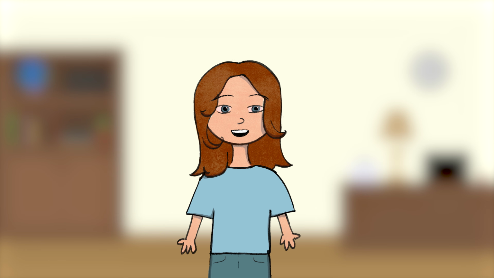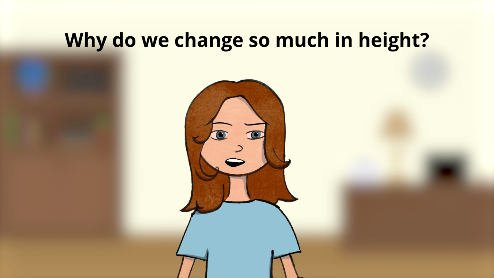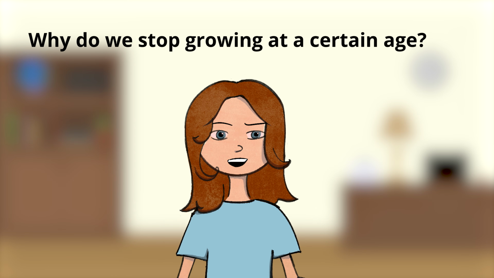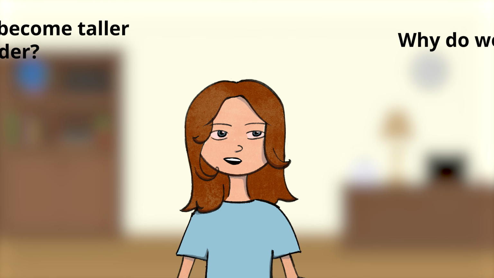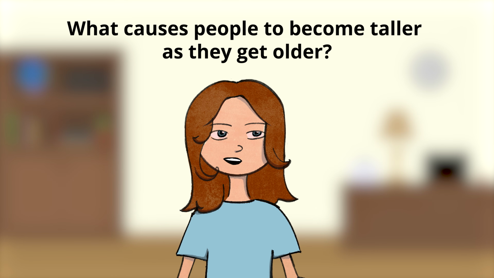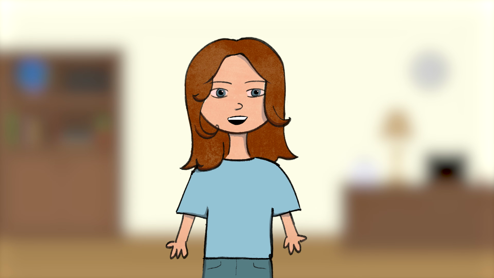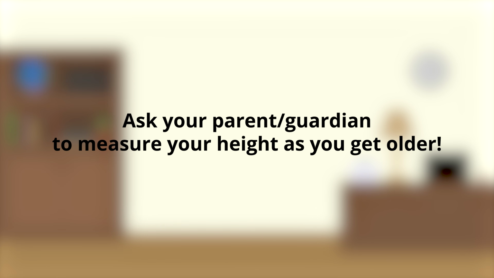Now that you have learned how to measure and record your height, you may start to see how height varies in the people around you. You may also notice how fast you and your classmates grow as you get older. As you go about your day, think about why we change so much in height and why we stop growing at a certain age. What causes people to become taller as they get older? The doctor's office and the classroom aren't the only places we can track our changing height. Maybe you can ask your parent or guardian at home to measure your height every now and then to see how much you're changing as you get older.